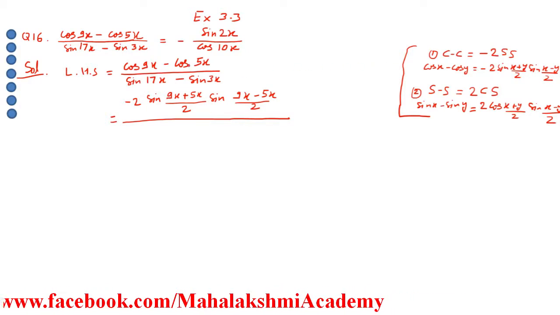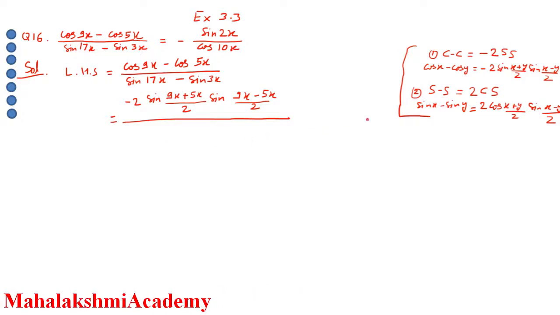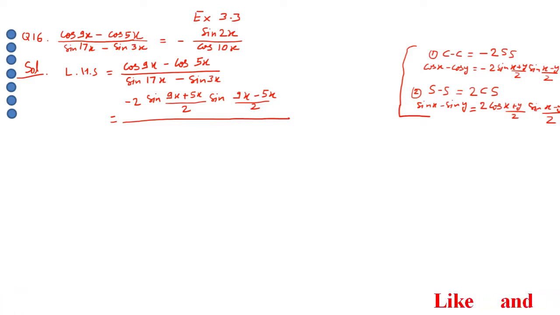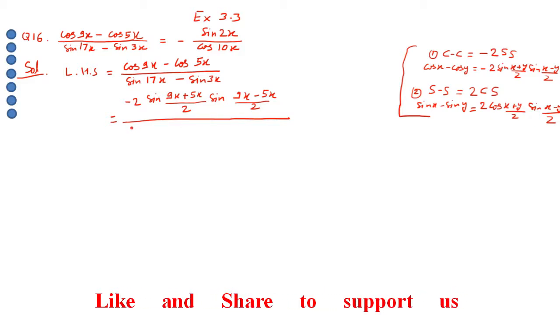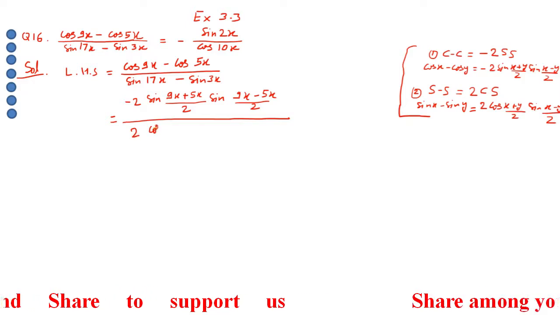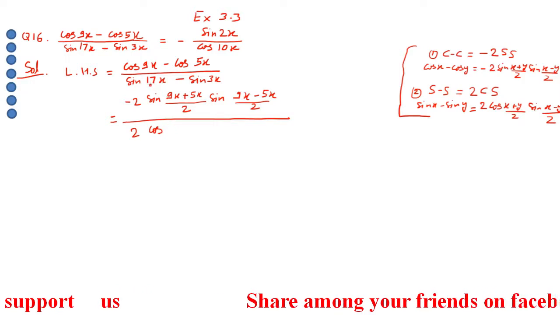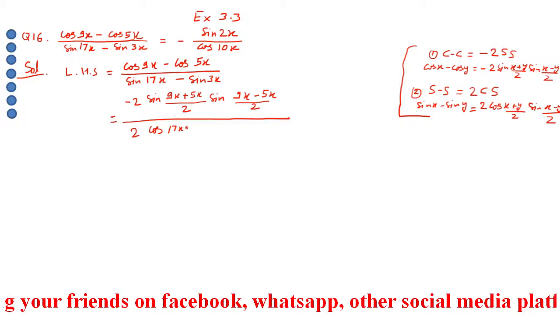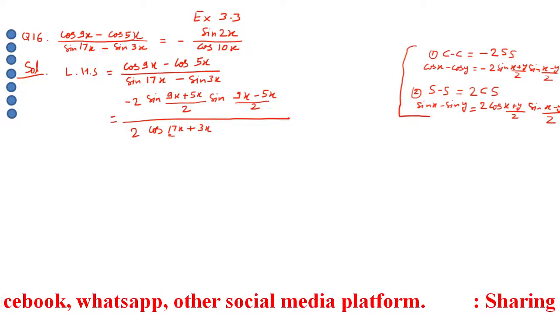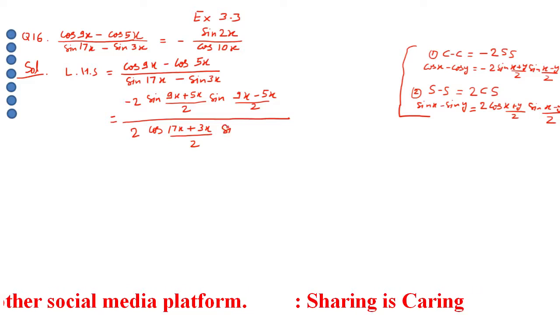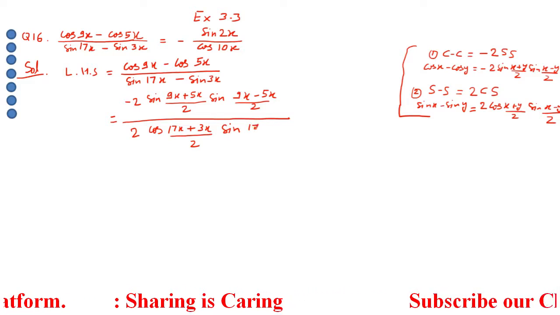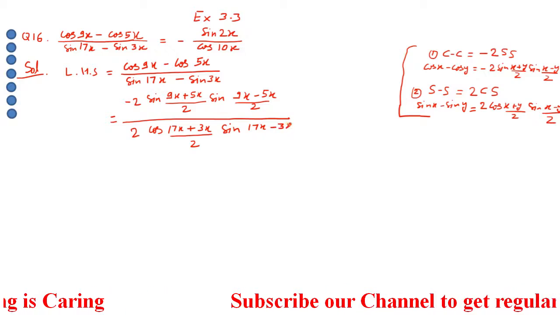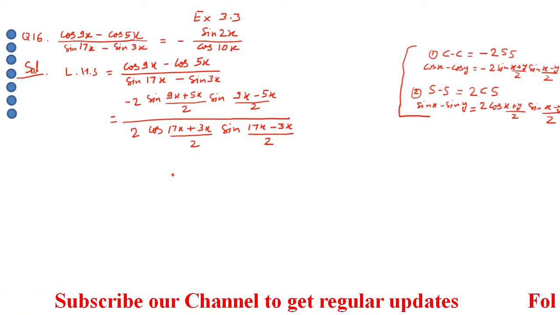Here the angles are 9x and 5x. Now down we have to use the formula 2 cos sum of angle divided by 2, then sin difference of angle divided by 2. So first 2, then cos sum of angles. What are the angles here? 17x and 3x. So 17x plus 3x divided by 2, then sin difference of angles, that's 17x minus 3x divided by 2. Now we will solve this.